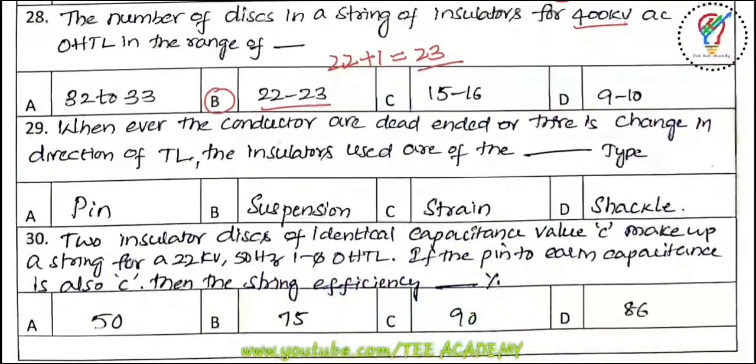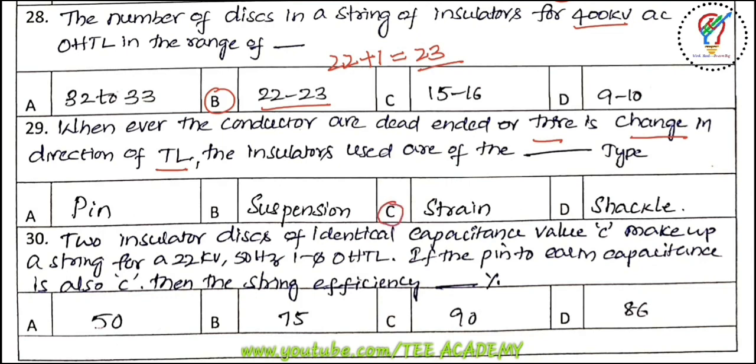Whenever the conductors are dead end, or there is a change in direction of transmission line, the insulators used are dash type. I repeat the question. Whenever the conductors are dead end or there is a change in the direction of the transmission line, the insulators used are of dash type. The options are pin type, suspension type, strain type, shackle type. The correct answer for this question is strain type.